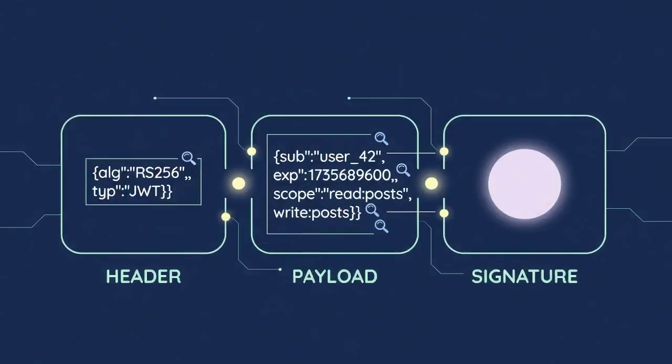In practice, most access tokens are JWTs, compact, signed, and self-contained. A JWT is 3 base64 encoded segments joined by dots, a header declaring the algorithm, a payload carrying the claims, and a cryptographic signature. The payload typically includes the subject, an expiration timestamp, and the granted scopes, and any party with the public key can verify it without calling the server.